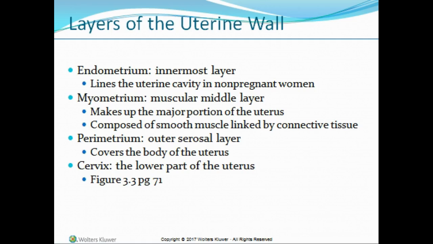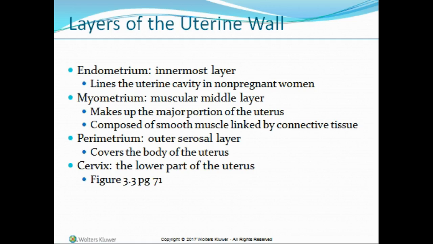Next, we're going to talk about layers of the uterine wall. The uterine wall has 3 layers, the endometrium, the myometrium, and the perimetrium. The endometrium is the innermost layer. It lines the uterine cavity in non-pregnant women. The myometrium is the muscular middle layer. It makes up the major portion of the uterus. It is composed of smooth muscle linked by connective tissue. And then the perimetrium is the outer serosal layer, and it covers the body of the uterus.